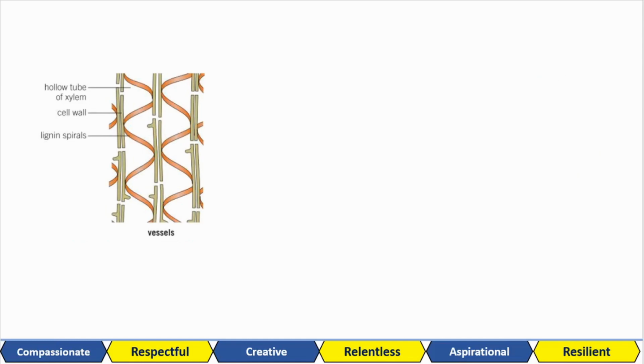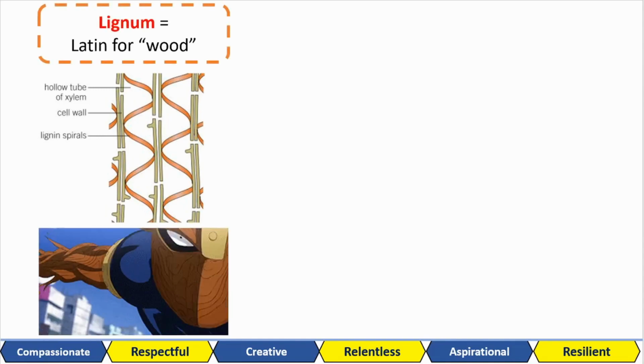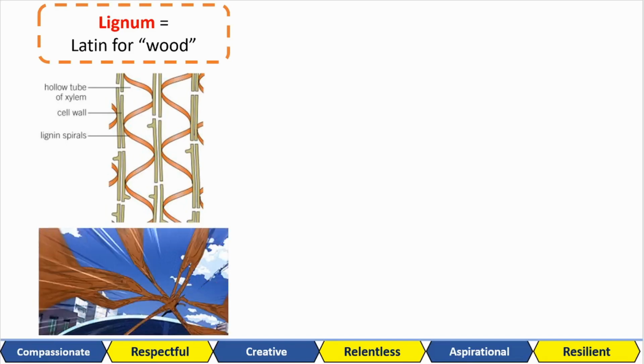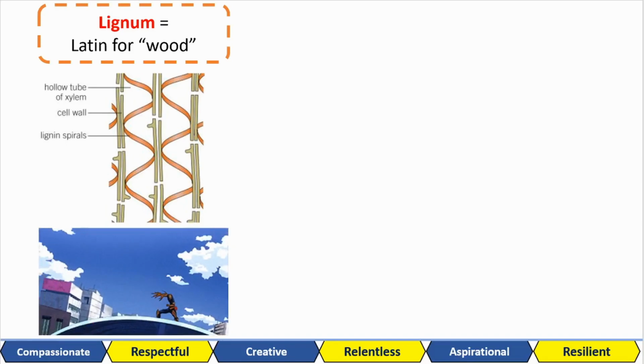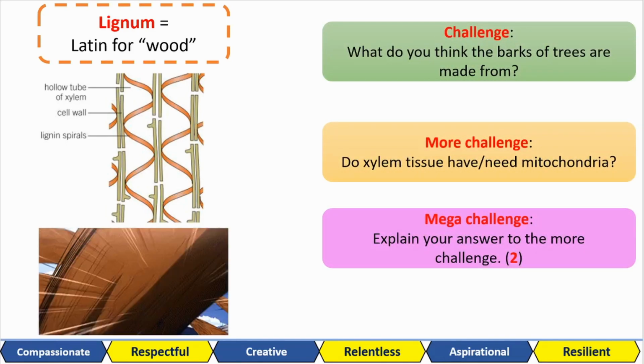Now let's look at the xylem tissue. The main features are these hollow tubes and these lignin spirals. Lignum is actually Latin for wood, so that may help you understand the use of them. And of course, I have some challenge questions for you to have a go at.